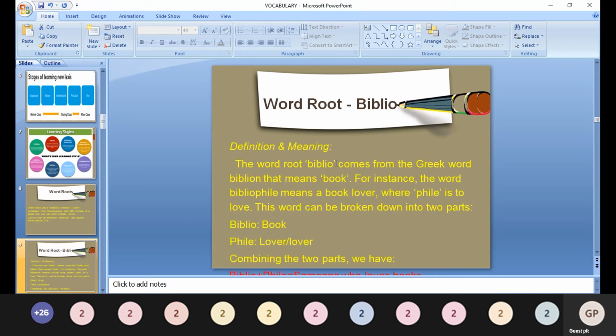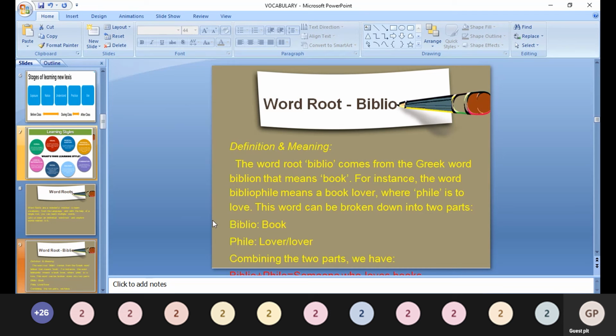Now see the word root. Biblio comes from the Greek word biblion, that means book. So the word biblio means book. For instance, the word bibliophile means a book lover, where phile is to love. See, when you see biblio, you know the meaning. That means book. So you get the word bibliophile.